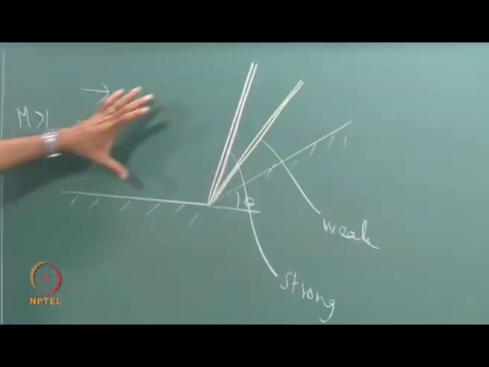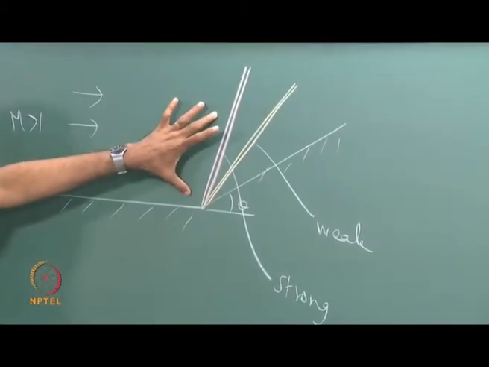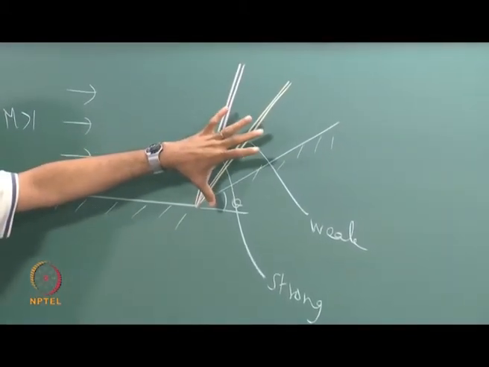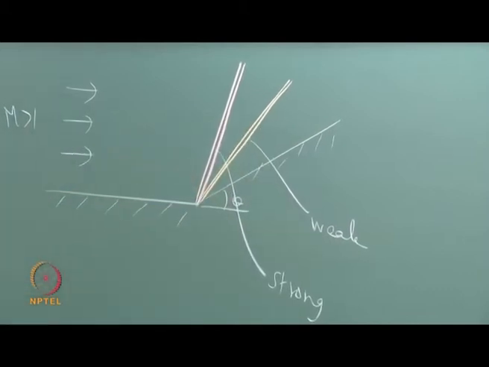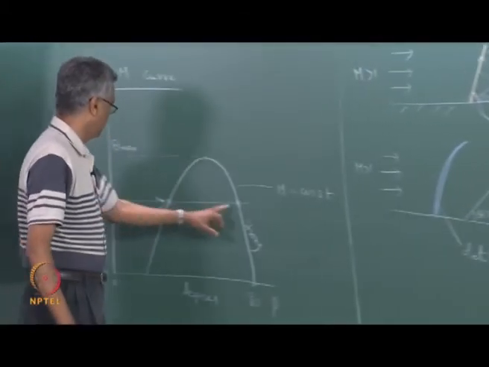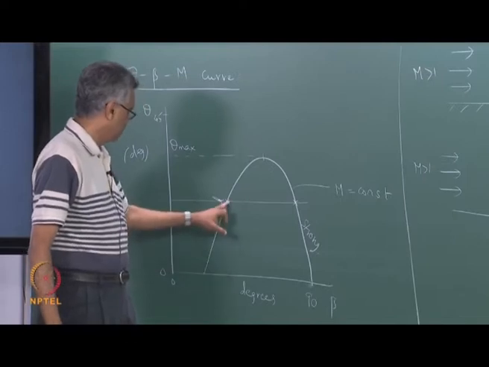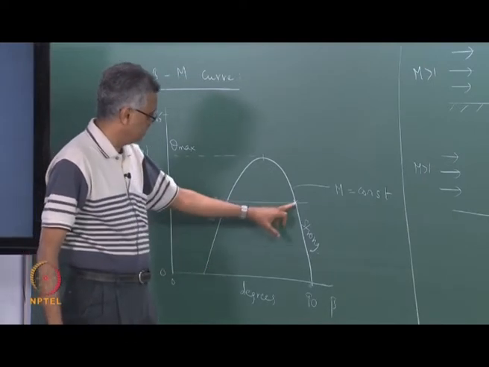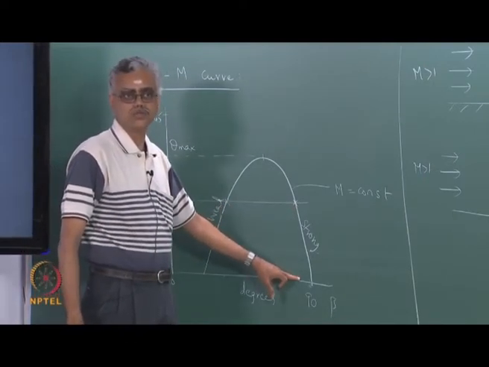So the wave angle corresponding to the strong shock solution is larger than the wave angle corresponding to the weak shock solution, which is what we are seeing here. So the wave angle corresponding to the weak shock solution is less than the wave angle corresponding to the strong shock solution.